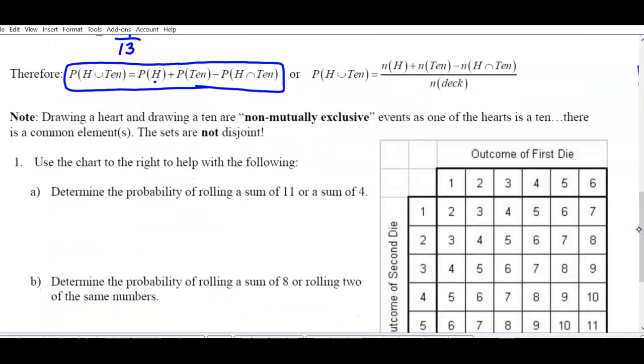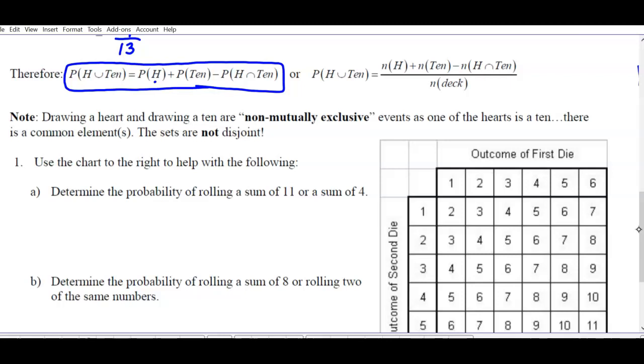Okay, so note again here, drawing a heart and drawing a 10 are non-mutually exclusive events, as one of the hearts is a 10, therefore there's a common element. So when we talk about the sets, we call them disjoint, right? Sorry, not disjoint in this case. The first ones were disjoint, they're separated. Okay, now there's an overlap. So they're not disjoint sets.